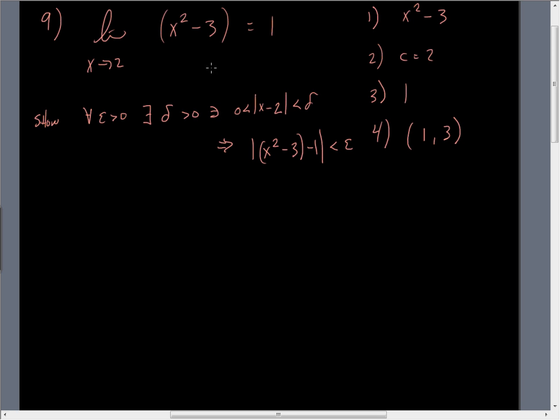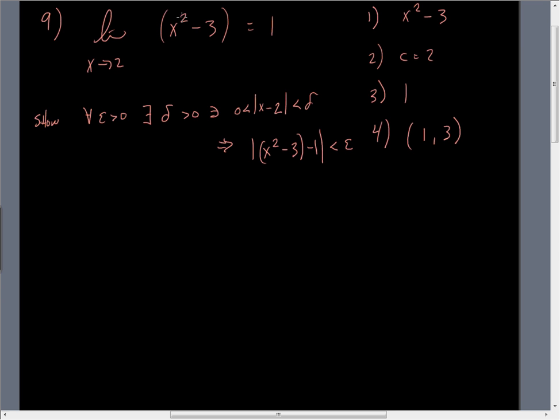All right, I've gone ahead and started this one out here. So this is number 9, and we've got the limit as x approaches 2 of x squared minus 3. If you plug 2 in, then 2 squared is 4, minus 3 is 1, and so the limit is 1. And we know that the limit exists on both sides because this is a parabola. By the way, they both exist if we're talking about any true polynomial.